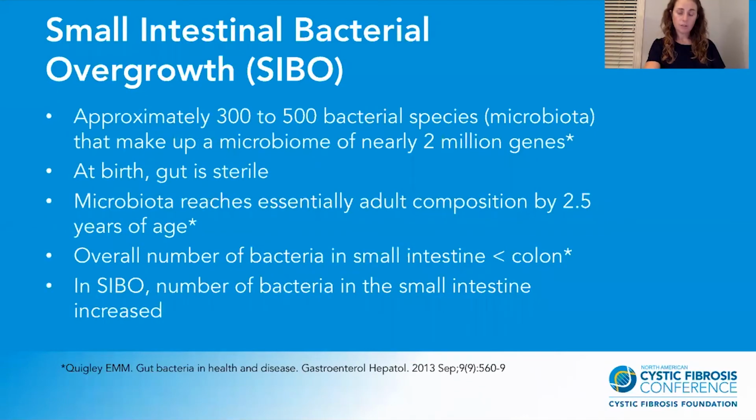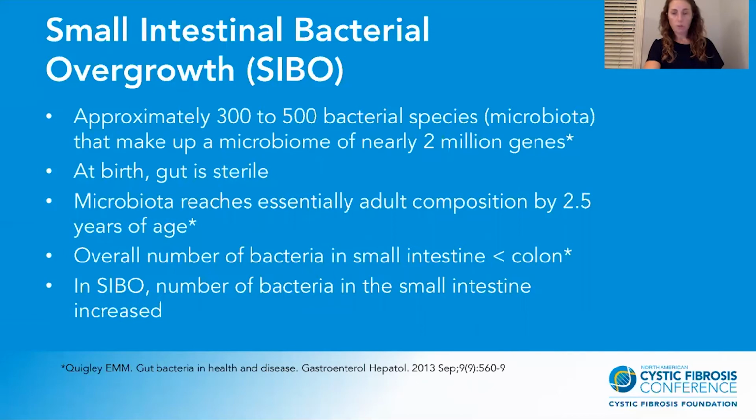In the human gastrointestinal ecosystem, there are approximately 300 to 500 bacterial species or microbiota that make up a microbiome of nearly 2 million genes. The number of bacteria within the gut is approximately 10 times that of all of the cells in the human body. At birth, the gut is sterile, but by about 2.5 years of age, the microbiota reach adult composition. The overall number of bacteria in the small intestine is much less than what is found in the colon.